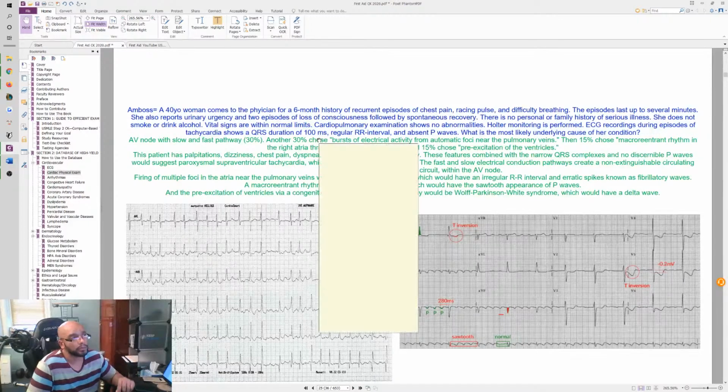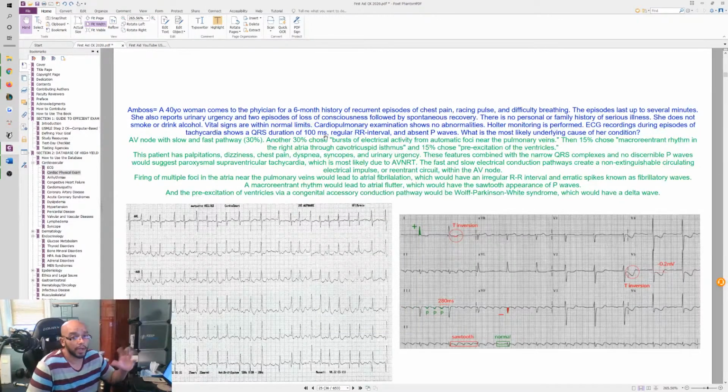100, theoretically speaking. So if you have a fast heart rate and you have regular RR intervals, but you just can't see any P waves, that means that the P wave must be hidden behind the QRS complex, but everything is regularly showing up. Right? And as soon as you think of that, you pick AV node with slow and fast pathway. That is your AV nodal reentry tachycardia. Right? It's definitely a tachycardia.